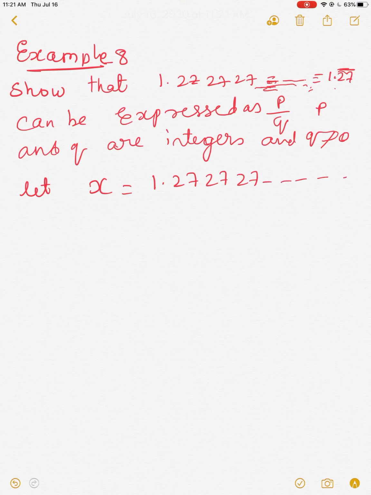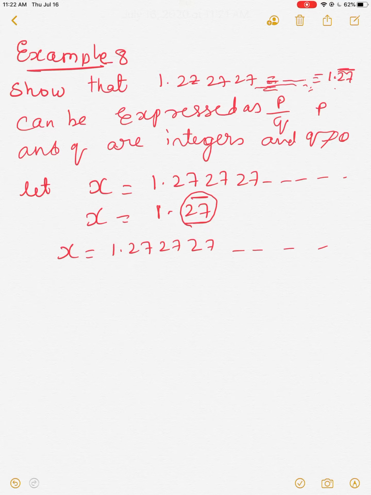1.272727... means 27 is getting repeated. We can write this as 1.27 recurring. x is equal to 1.272727... Now count how many digits are repeated here. 2 digits are repeated. In the previous class video I told you we have to multiply LHS and RHS according to the number of digits getting repeated.